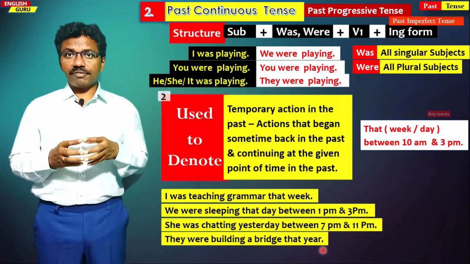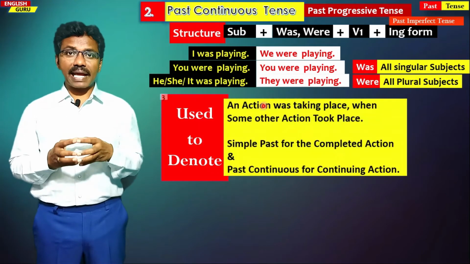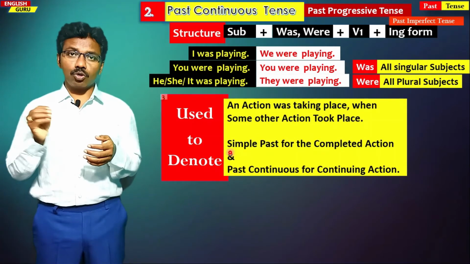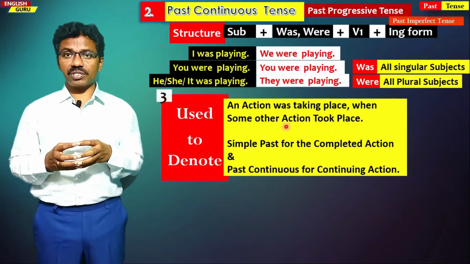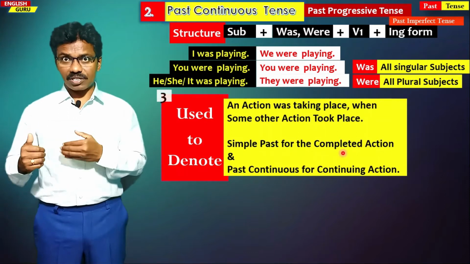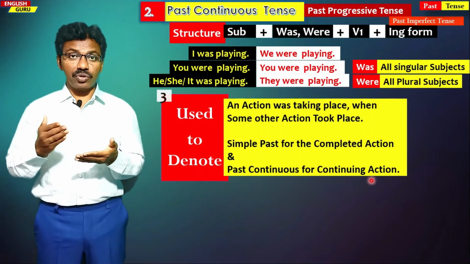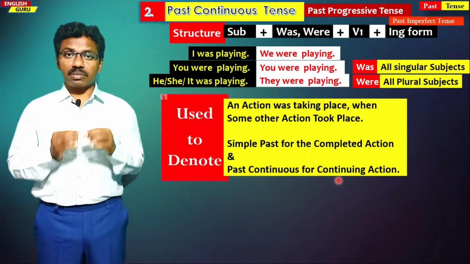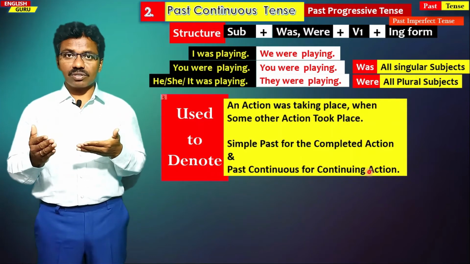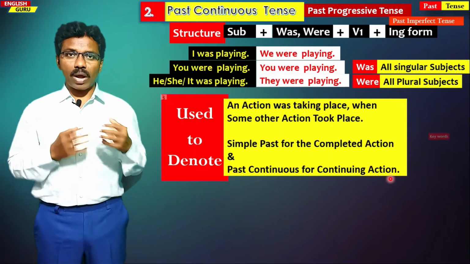And there is one more usage of past continuous tense. If there are two actions that happened in the past, for example, an action was taking place when some other action comes in between or took place, then simple past tense is used for completed actions and past continuous tense is used for ongoing, continuing actions. That is very, very important. Simple past for completed actions, past continuous for ongoing actions, the actions which were continuing at that point of time. And there are two keywords here, while and when.